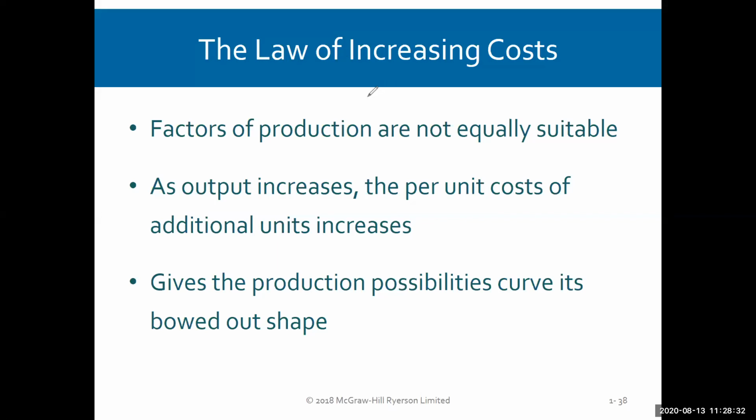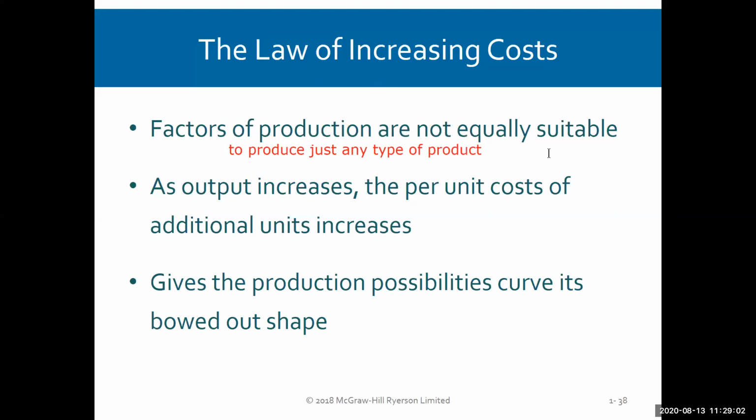So the reason for the law of increasing costs is because factors of production are not equally substitutable. And I want to write something else here to make this a little bit more clear. Not equally substitutable to produce just any type of product. So the factors of production are not equally suitable to produce just any type of product.